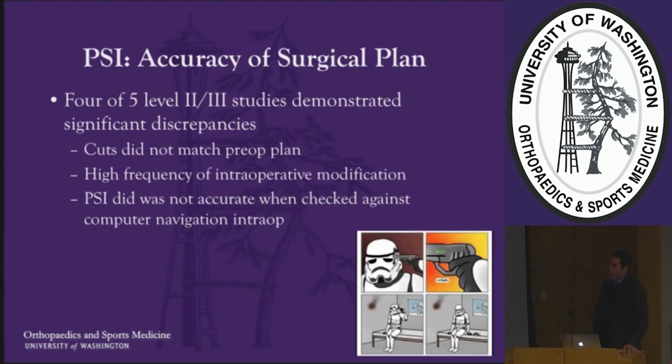Accuracy of surgical plan, which I think may be the most important. Okay, so 4 of 5 level 2 and 3 studies that evaluated this question show there were significant discrepancies between the jigs and the preoperative plan. And also when it was checked against computer navigation, there were a lot of inaccuracies. So I think that's really important too. If you're going to spend the money, you want to be getting something that's reliable and that's going to lead to improved outcomes, and we're not seeing that.